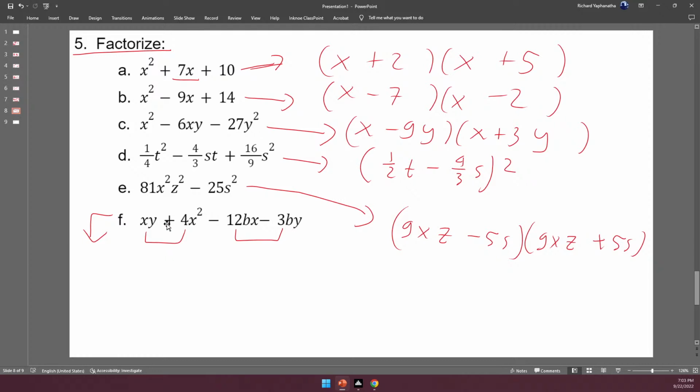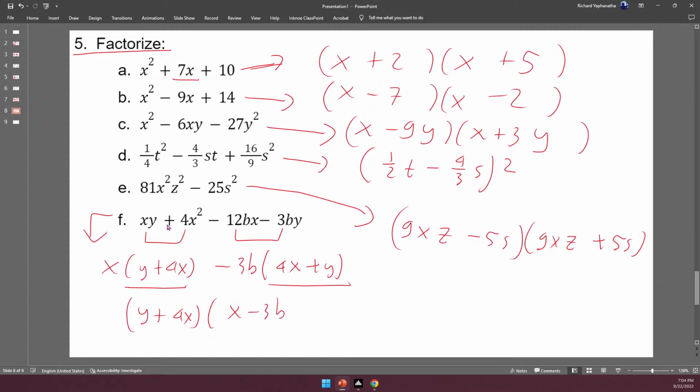This one, we take out the x, we will have x here, y plus 4x. This one, we take out the 4, no, it is not 4, we take out the 3b. So we will end up with 4x here plus y. It is the same. That's why we can take out the y and 4x here. The one that we will have, it is this, and then done.